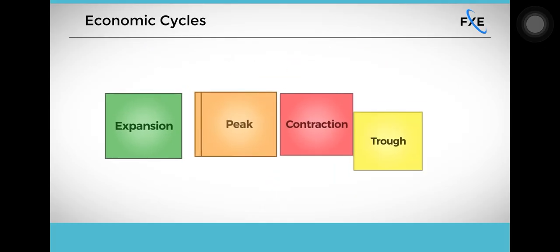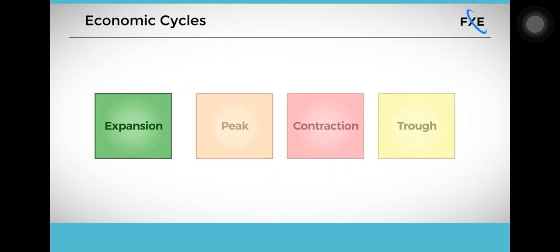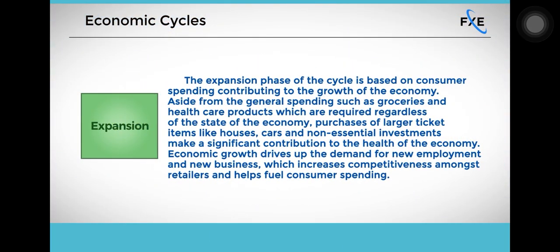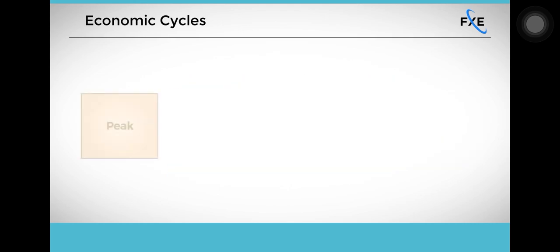Let's now look at the four phases of an economic cycle. The first phase is the expansion phase. The expansion phase of a cycle is based on consumer spending contributing to the growth of the economy. Aside from the general spending such as groceries and healthcare products, which are required regardless of the state of the economy, purchases of larger ticket items like houses, cars, and non-essential investments make a significant contribution to the health of the economy. Economic growth drives up the demand for new employment and new business, which increases competitiveness amongst retailers and helps fuel consumer spending.